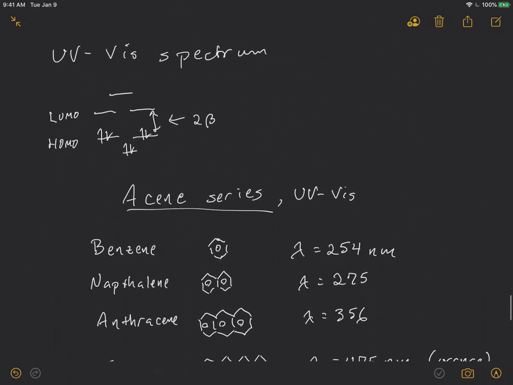Now let's consider the UV vis spectrum. We plug our electrons into this system, and we see that our HOMO to LUMO transition for the system is going to have an energy of 2 beta. And we can actually determine beta by looking at some range of aromatic systems, and then finding this empirical beta parameter by fitting. And then we can apply it to a range of other aromatic systems.